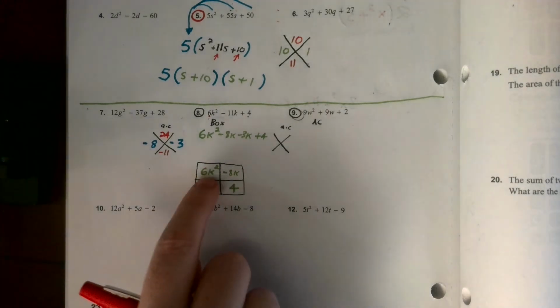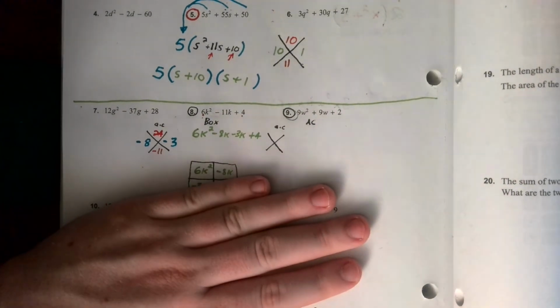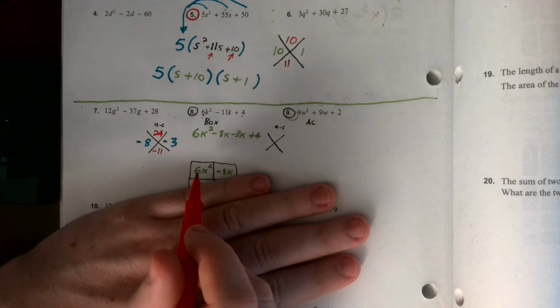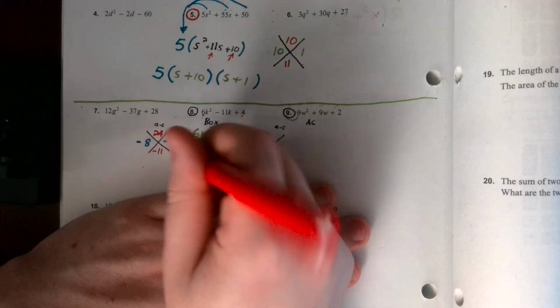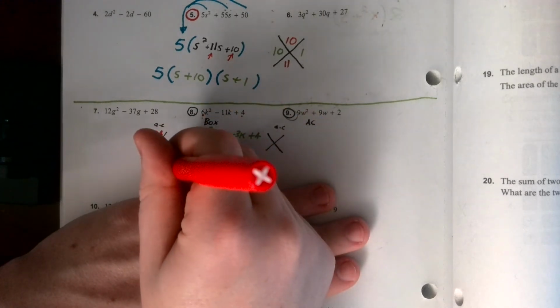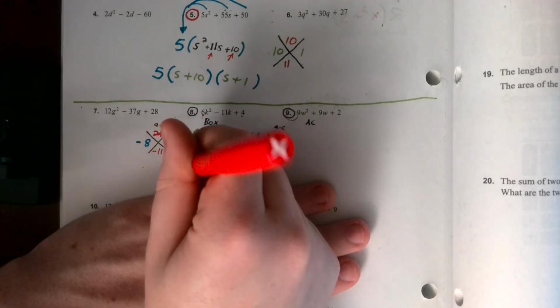So here, if we were trying to look at this row, the higher degree term is just positive 6k squared. We wouldn't pull out a negative here, but we would pull out 6 and 8 are both divisible by 2, and both of these have a k, so we pull out a 2k.